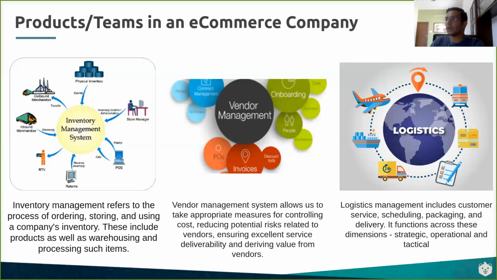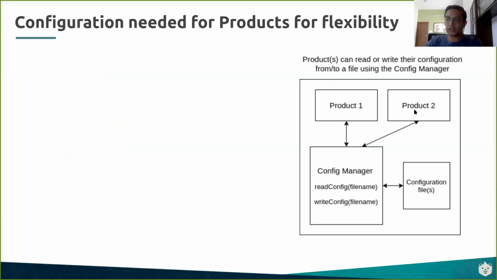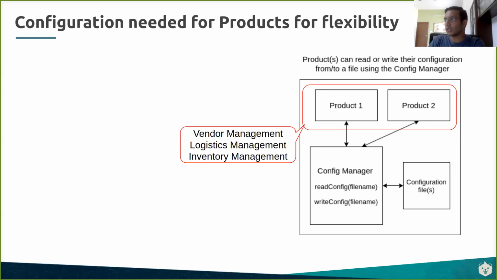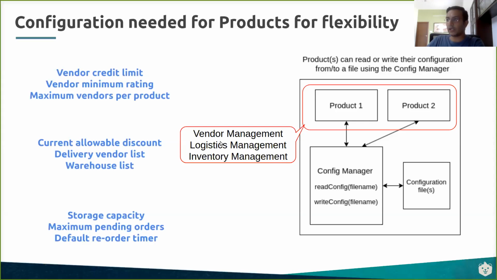But what we are driving at here is, within a company there could be multiple products, right? Which are sort of being shown here. And all of those products have to have some configuration to support themselves. Okay. What do we mean by configuration? The examples of products here are that vendor management product, the logistics management, the inventory management, right? And say, for example, vendor management.